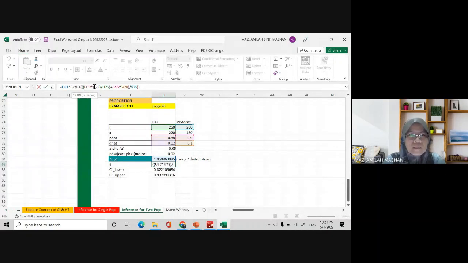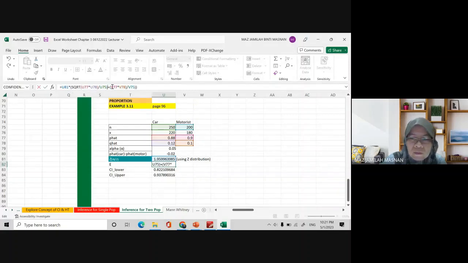Class, be patient. This is my last example for the proportion. This is the tedious part about this one. I want to show you how tedious it is when it comes to the Excel function. You have to make sure everything is correct. So V1, P hat 1 multiplied with Q hat 1 divided by the sample size. I think the bracket is too much here. Let's say this one is this one and this one. Bracket and bracket.